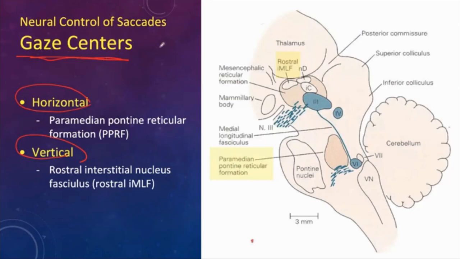So the gaze centers are the second station in the supranuclear control of the extraocular muscles. The first station is the cortical level, present at the cerebral cortex, like area number 8 of the frontal eye field. The second station is the gaze center, which is the horizontal and vertical. And from these centers, the impulses will pass in order to supply the different extraocular muscles or different brainstem nuclei.